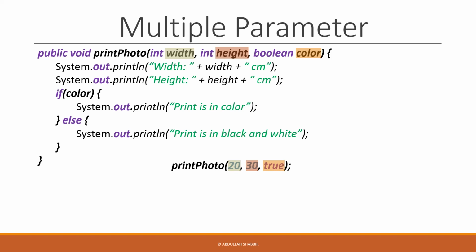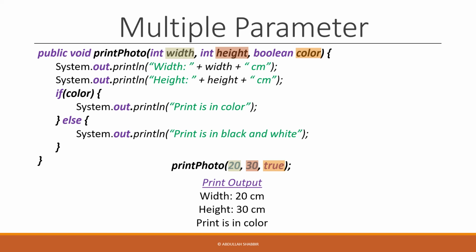For this function call, we'll have this print output. Java will see these arguments and enter the function definition and will print out 20 cm for the width, 30 cm for the height, and then because the color is true, it will print it in color. Let's look at one more example.